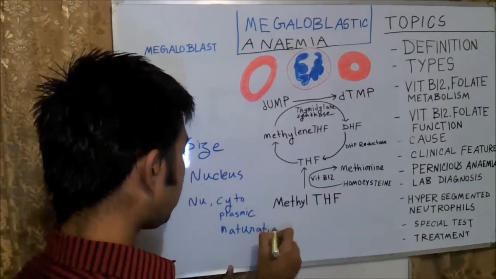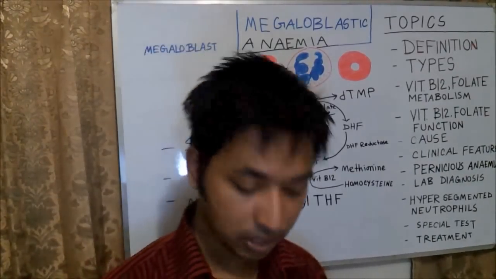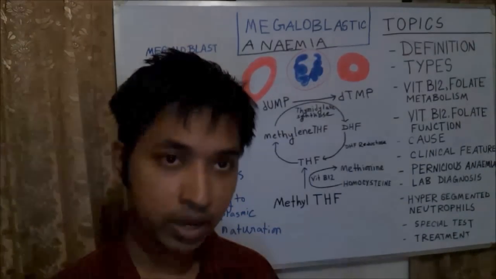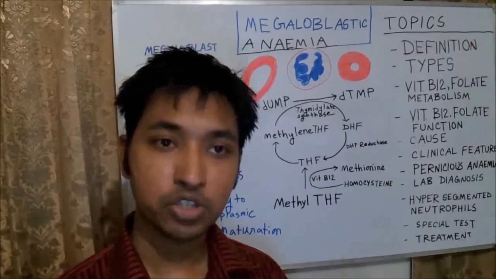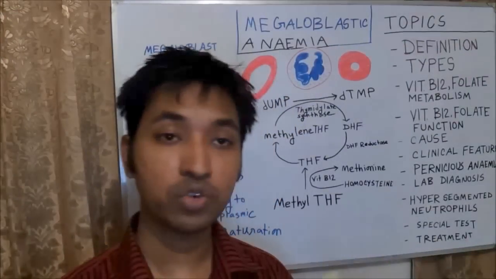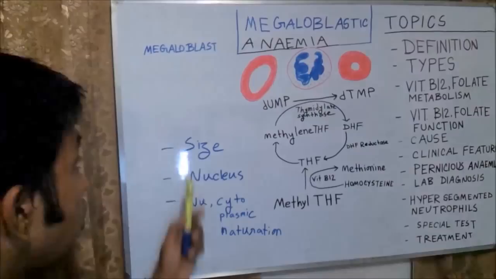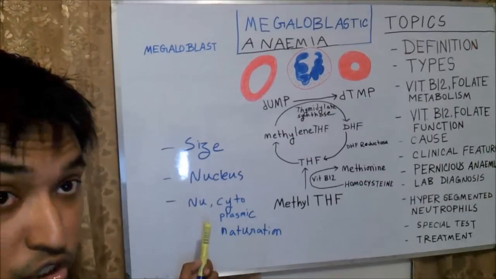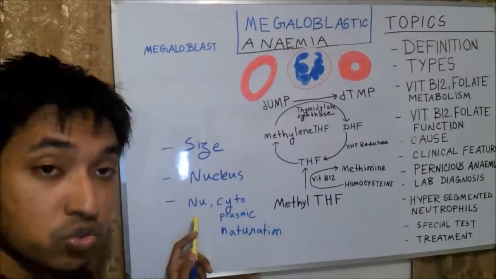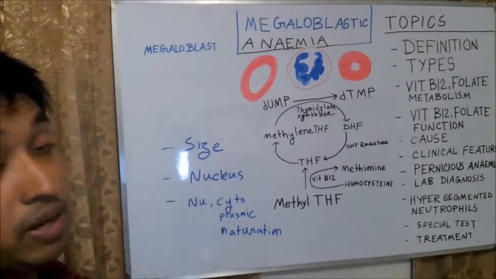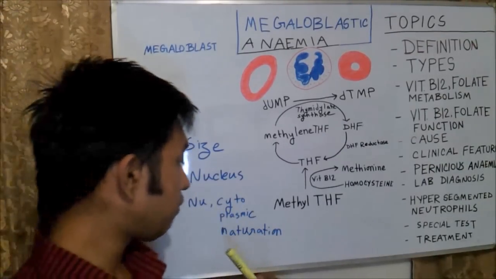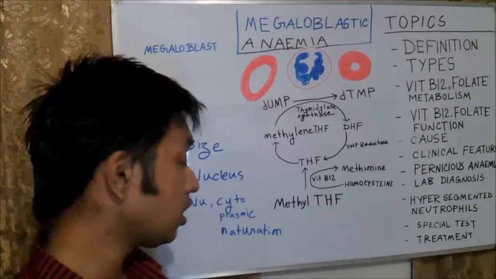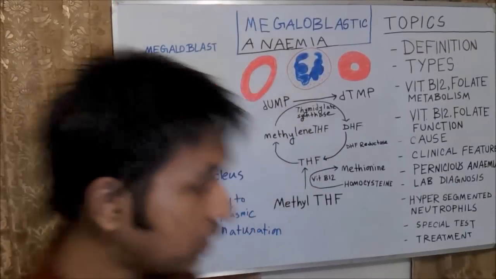Okay, so what do we mean by cytoplasmic maturation in case of red blood cell synthesis? That means a cytoplasm is matured in case of RBC when there is a lot of hemoglobin. So when I'm saying in case of megaloblast the cytoplasmic maturation is more than the nuclear maturation, or in other words, nuclear maturation is lagging behind the cytoplasmic maturation, that means here we're having immature nucleus, but at the same time the cytoplasm has been completely matured and having a lot of hemoglobin. Okay, so keep that in mind.